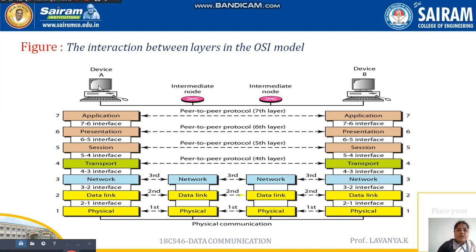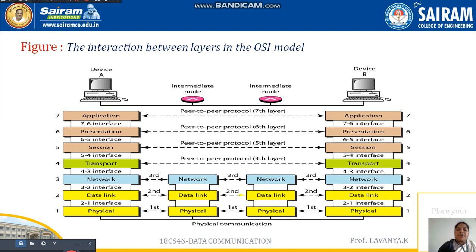Basically, we have two devices. The two devices are interconnected with the help of intermediate nodes. That intermediate node can be a router, a hub, a repeater, or a switch. Anything like that we call an intermediate node.